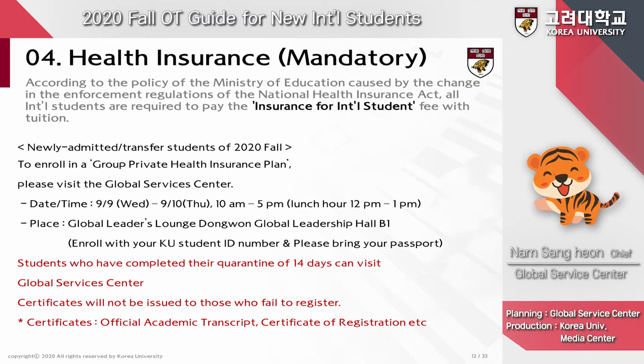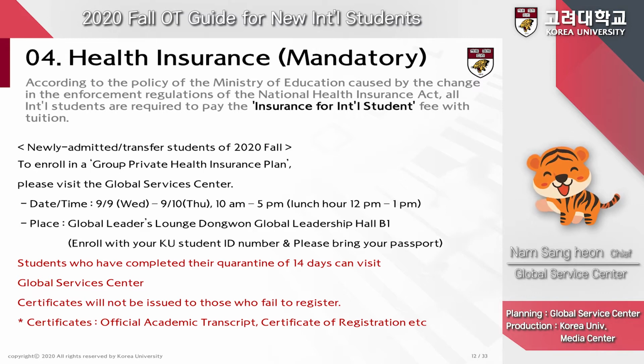The offline application period of health insurance for 2020 fall semester international freshmen is from Wednesday, September 9th to Thursday, September 10th. You can come to the Global Leaders Lounge, which is located at floor B1, basement of a building called Dongwon Global Leadership Hall, which is the same building that our center is located in.